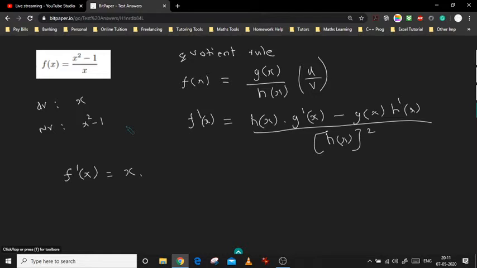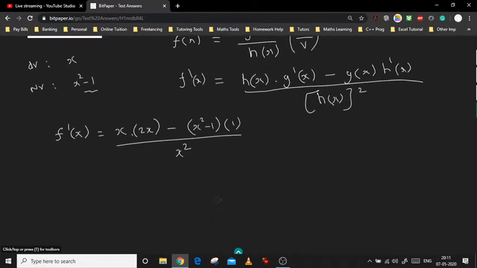So the denominator function is x, and the numerator function is x squared minus 1. First I take the denominator function, which is x, and multiply with the differentiation of the numerator function, so differentiation of x squared minus 1 is 2x, minus, now you take the numerator function, that is x squared minus 1, and then multiply with the differentiation of the denominator function, which is x. Differentiation of x is 1, all divided by the square of the denominator function, which is x squared.